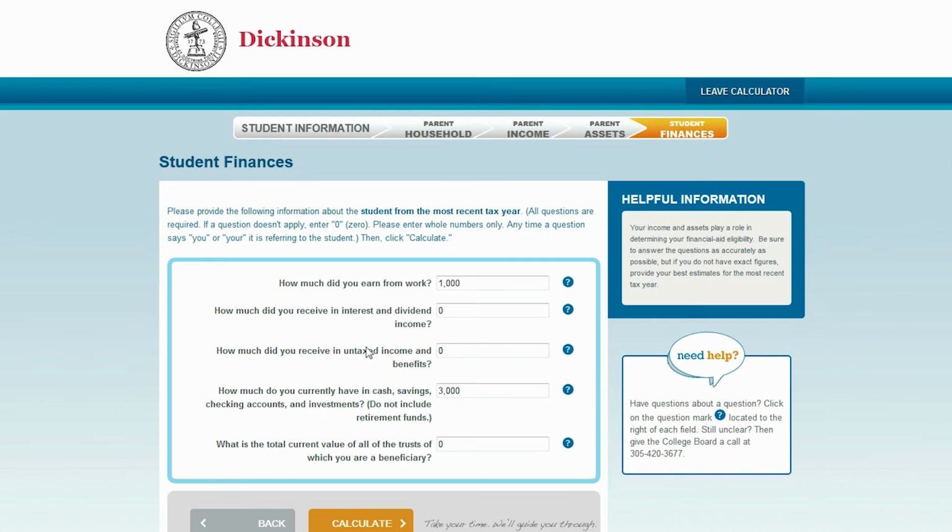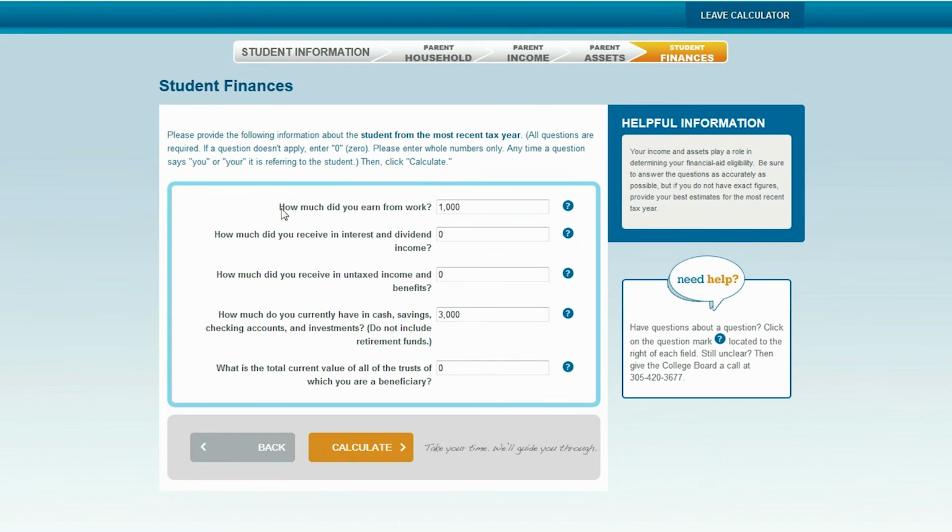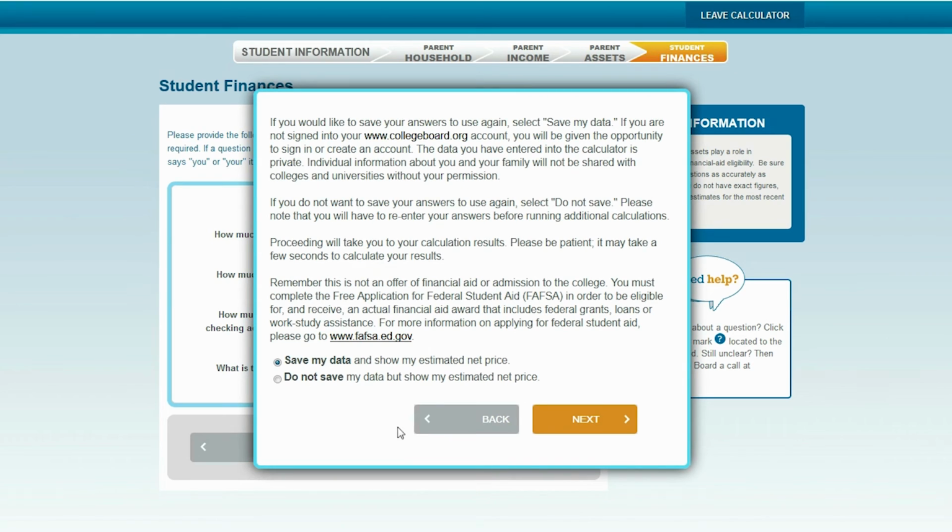Next, I head back to student information, student finances. How much did the student earn from work? What kind of assets do they currently have? Does the student have a trust with which he or she is a beneficiary? Very important. If you don't know whether or not they have a trust in their name, it's good to find that out because this can make a difference. So again, please be as accurate as possible when you're entering this information.